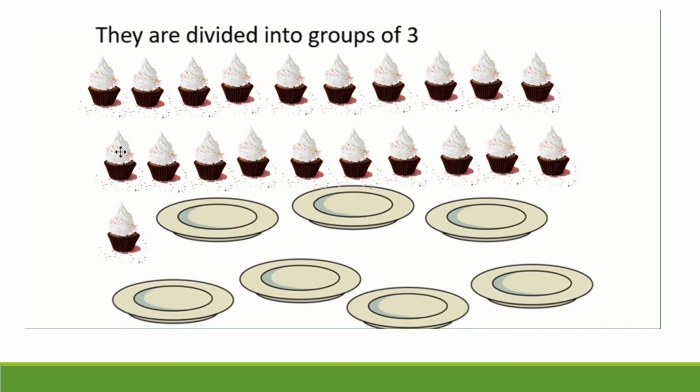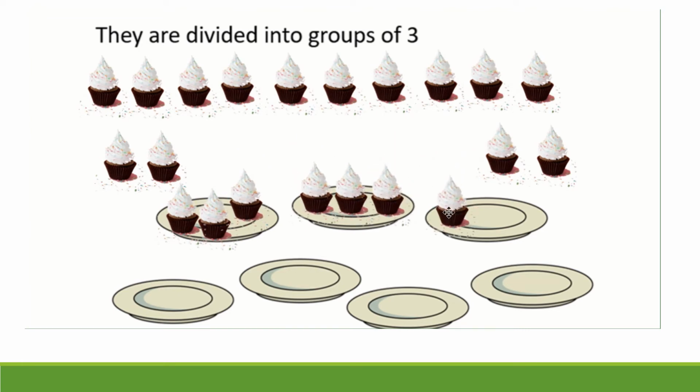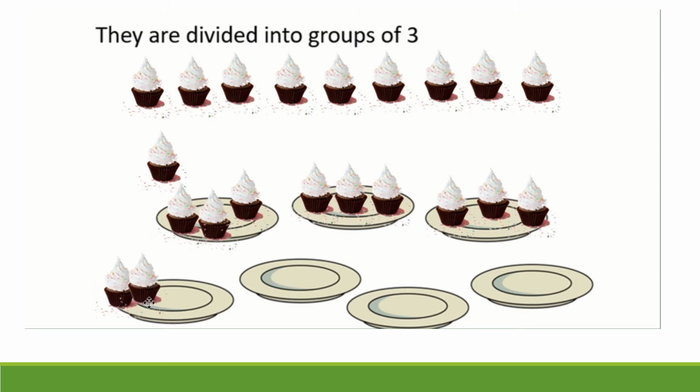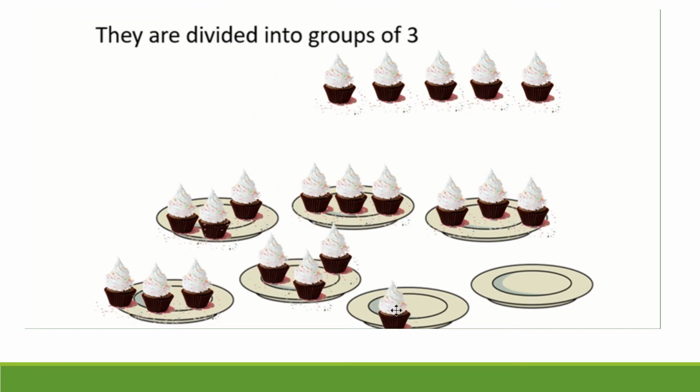Now let's see what happens when we divide our cakes into groups of 3. So we need 3 on each. So I'm going to put 3 on there. Do we think we're going to get equal groups? 3 on there. And I'm going to put 3 on that one. 3 on that one. 3 on that one. Are we going to have enough?